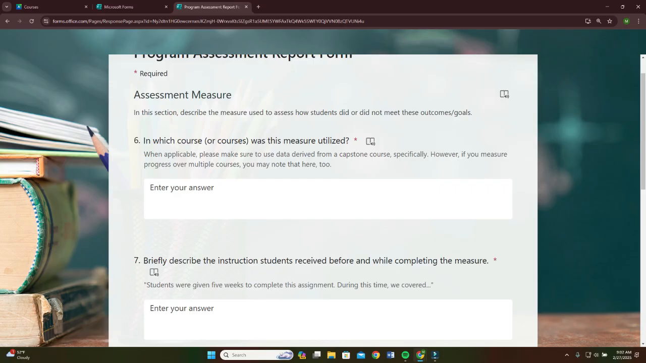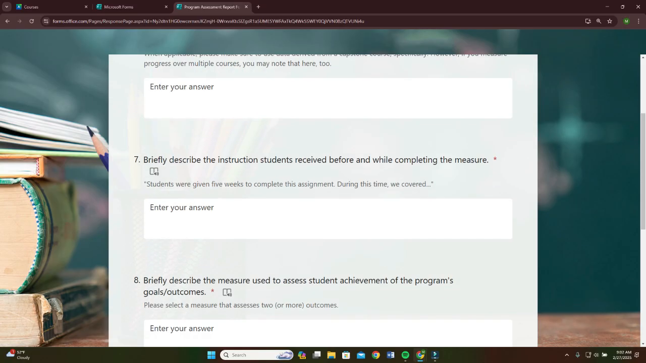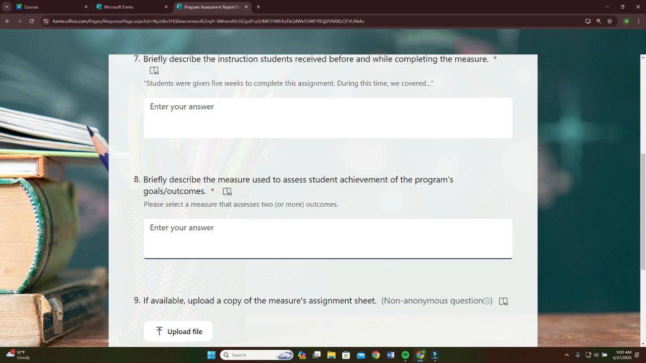So in which course or courses is this happening? What instruction did they get? And then finally, what is the actual assignment? And please make sure you are selecting a measure that assesses 2 or more outcomes.